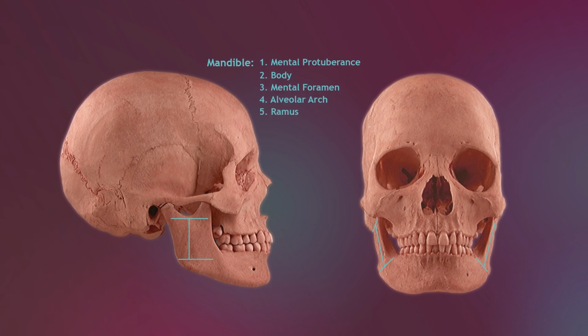The ramus is the large segment that makes up the vertical part of the lower jaw. The angle is the posterior inferior corner of the mandible. The coronoid process is the thin, triangular, anterior superior projecting part of the ramus. The condyloid process is the posterior superior projecting part of the ramus. And the mandibular notch is the semilunar concavity that separates the coronoid and condyloid processes.